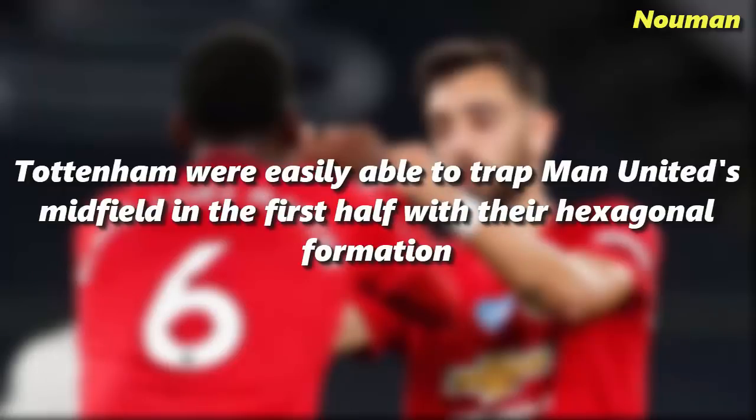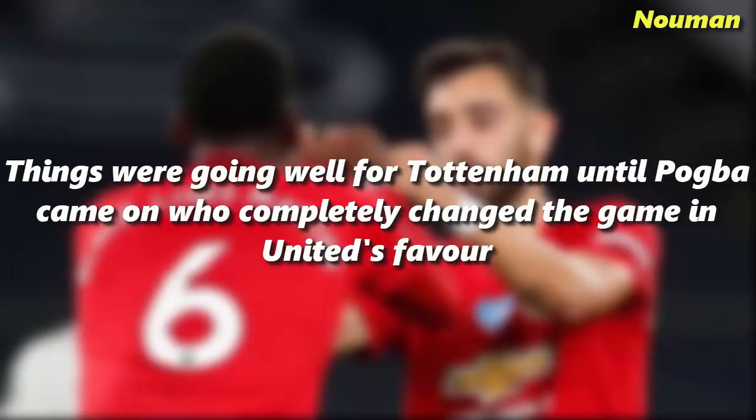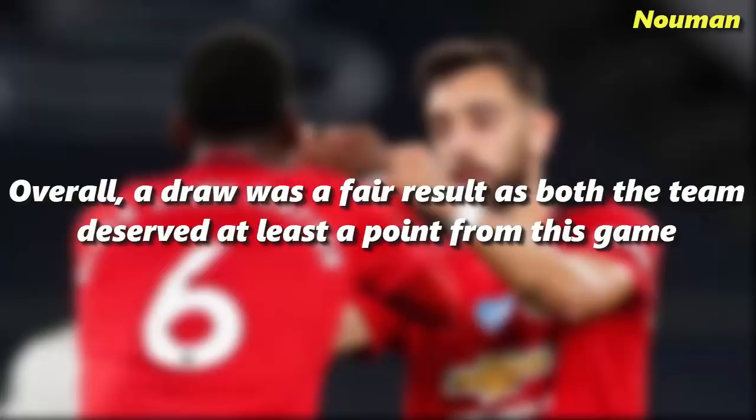Tottenham were easily able to trap Manchester United's midfield in the first half with their hexagonal formation. Things were going very well for Tottenham until Pogba came on, who completely changed the game in Manchester United's favour. Overall, a draw was a fair result, as both teams definitely deserved at least a point from this game.